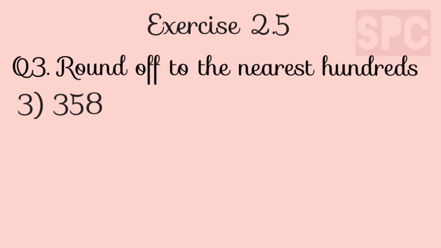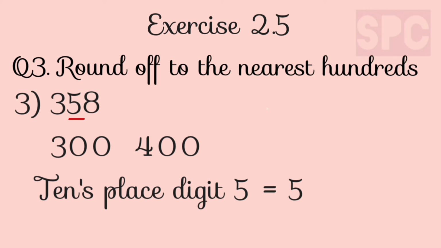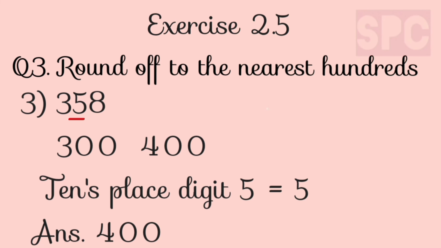Next example, 358. Again we have to round off this number to its nearest hundreds. So we will check the digit at tens place again. Now the digit at tens place is 5. So we will again step up. Since 358 lies between 300 and 400, after rounding off this number and stepping up, we will get the number 400. So the answer of 358 after rounding off to its nearest hundred will be 400.